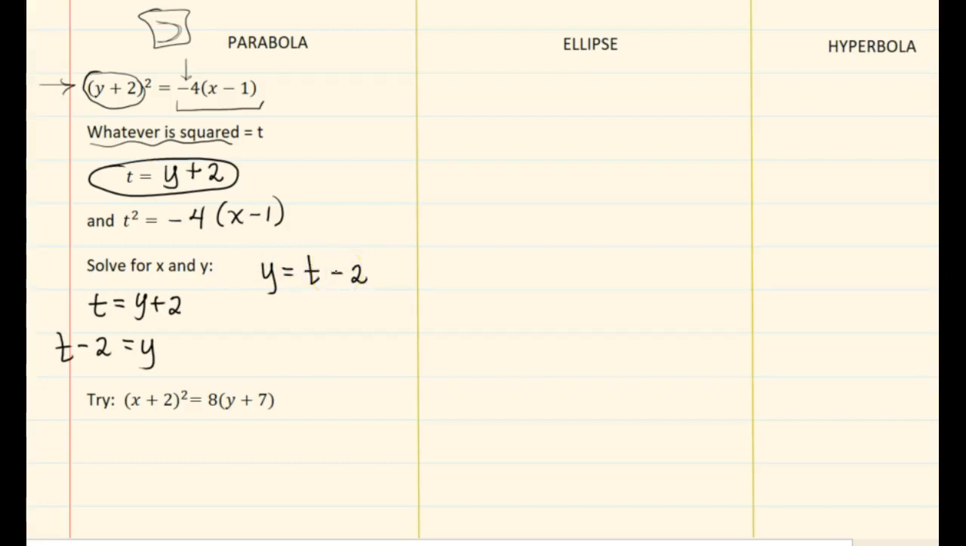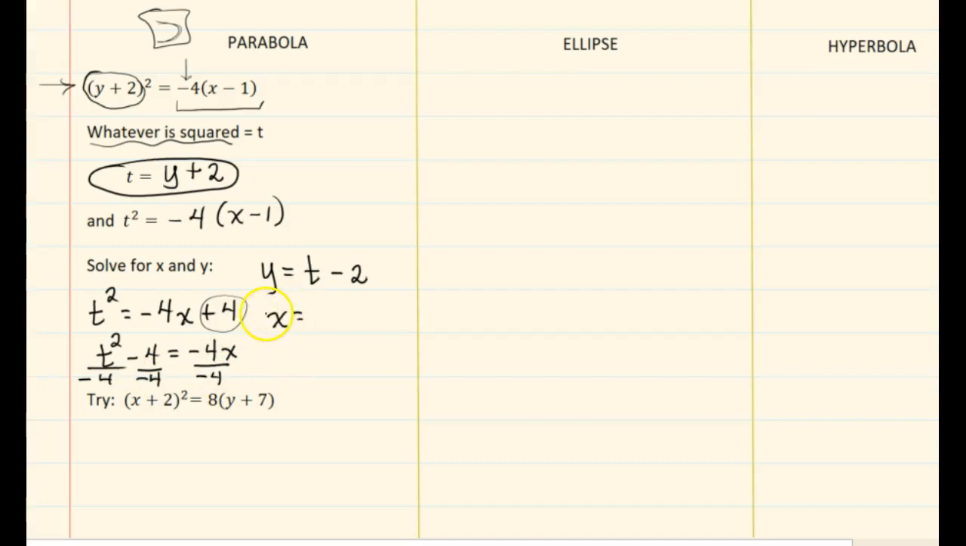Let's do the same for solving for x. So now we have t squared is equal to a negative 4x plus 4. Solving for x, I'm going to subtract 4, so I get t squared minus 4 is equal to negative 4x. And then I'm going to divide everybody by a negative 4. And we can see that our x is equal to negative 1/4 t squared plus 1. So these are our parametric equations that we can stick into our calculator and see this being graphed. So let's do that now.